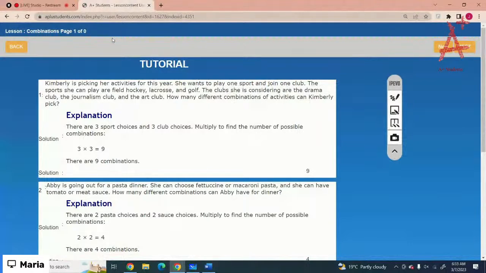So three sports she is going to select. They are hockey, lacrosse, and golf. And three types of clubs she wants to join. They are drama club, journalism, and art. So the total possibilities are 3 times 3 is 9. You just have to calculate the total combination. So you need to do 3 times 3. That means she has a total of 9 combinations.